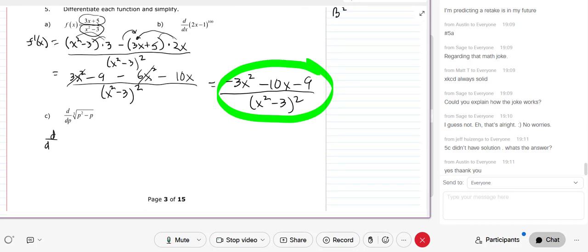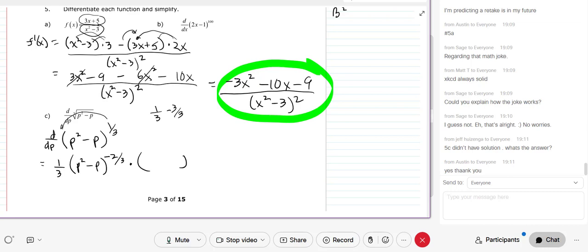So this one is a chain rule. You're going to write this as p squared minus p to the 1/3 power. Okay, so this is a basic kind of chain rule. So you would bring down the 1/3, subtract 1 from the exponent, so 1/3 minus 3/3 is going to give you negative 2/3. And then you have to do the derivative of the inside part, which you can do in your head. Derivative of p squared minus p is going to be 2p minus 1, and that's your derivative.